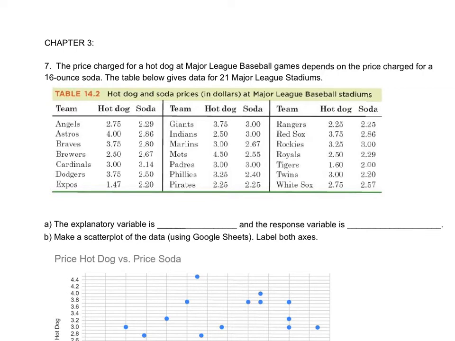So what we want to do first is to identify our explanatory and response variables. When I'm reading my problem, I notice that the price charged for a hot dog depends on the price charged for a 16-ounce soda. So that tells me that the explanatory variable is the price for a soda, and then the response is the price for the hot dog, since the hot dog price depends on the soda price.